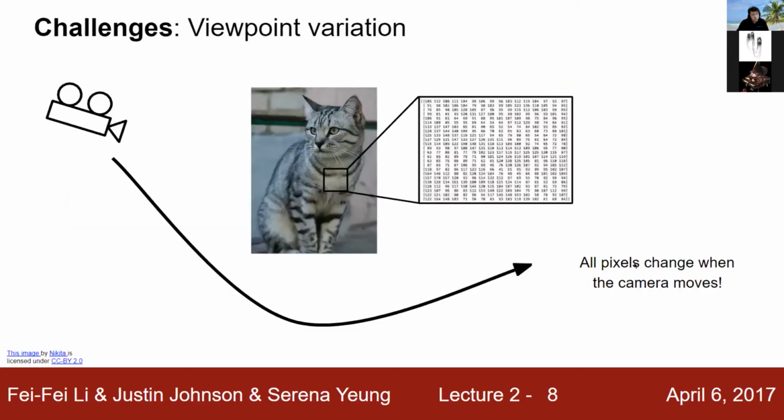But there are some more issues. The first one is viewpoint variation. If your camera is on the left side taking a picture of this cat, you might get a set of numbers that look like this. However, if your camera moves, for example, 90 degrees to the right, you're going to get a totally different picture with all different pixels, all different numbers. However, it's still a cat. So you need to somehow account for something like that.